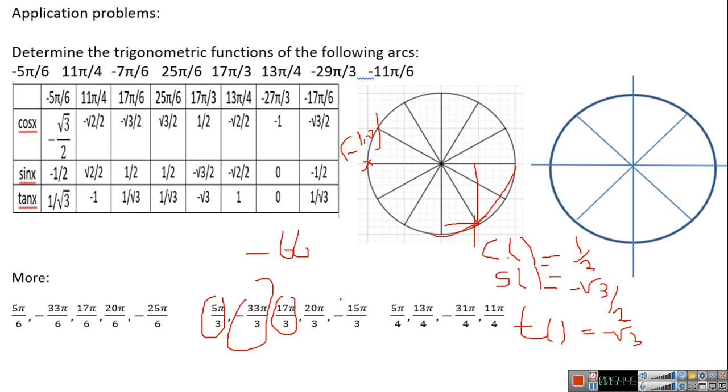If you want to do, for example, this one, 20 pi over 3, it's 40. Circle is 36. 36 is a multiple of 12. 36 till 40 remains 4, so it's here. So the cosine is minus half, the sine is radical 3 over 2, and the tangent will be sine over cosine.